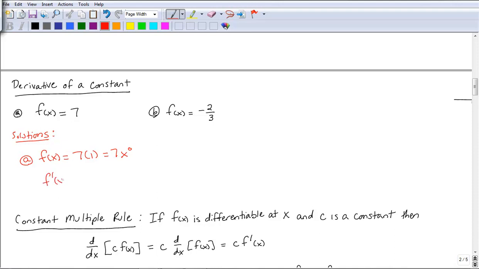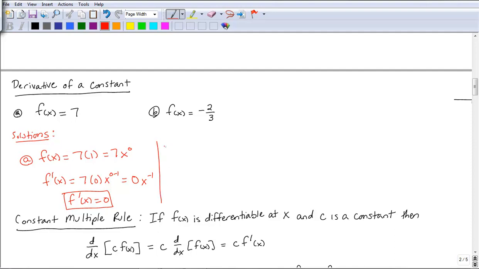So when I find the derivative, the 0 gets multiplied out front. I take 1 away from that power. Well, 7 times 0 is 0. And 0 times anything is 0. 0 times x to the negative first is still 0.